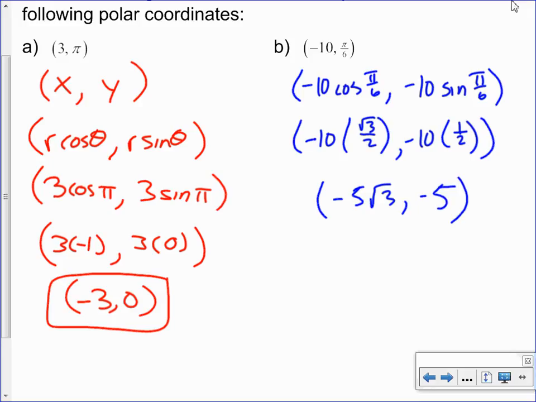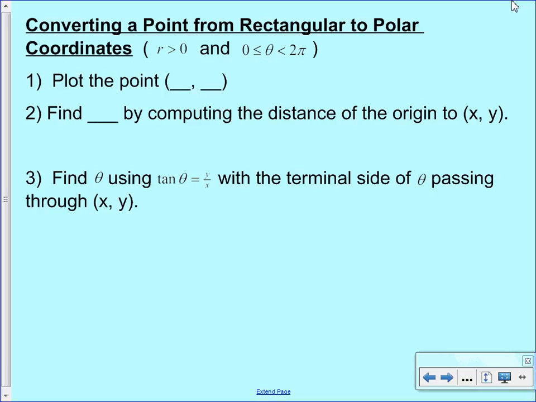Color is just too much for this not smart board. Here we go. To change from rectangular to polar, start by plotting the point x, y. Now this is a trick where you find the radius by computing the distance from the origin. And then using tan to find theta.